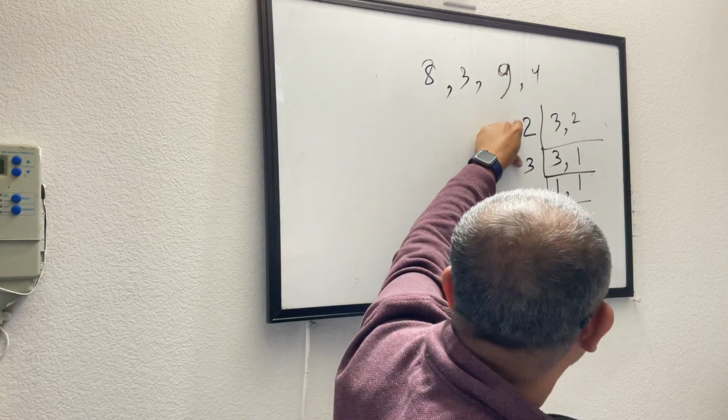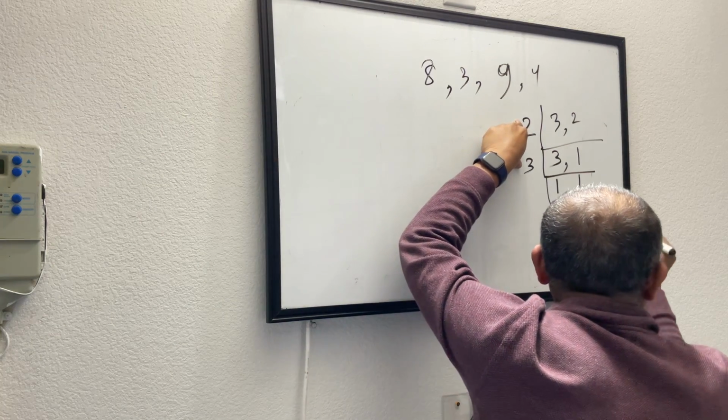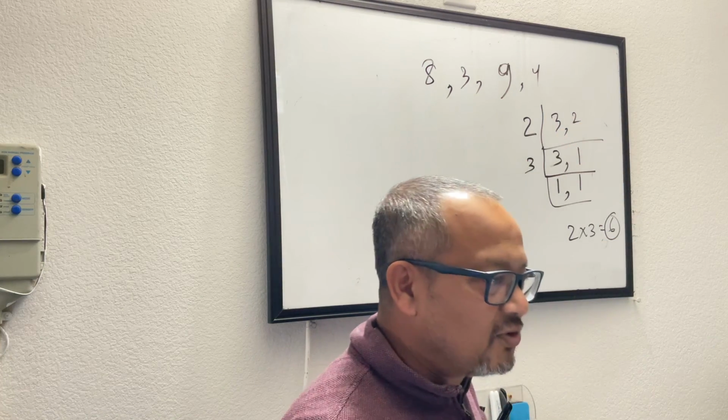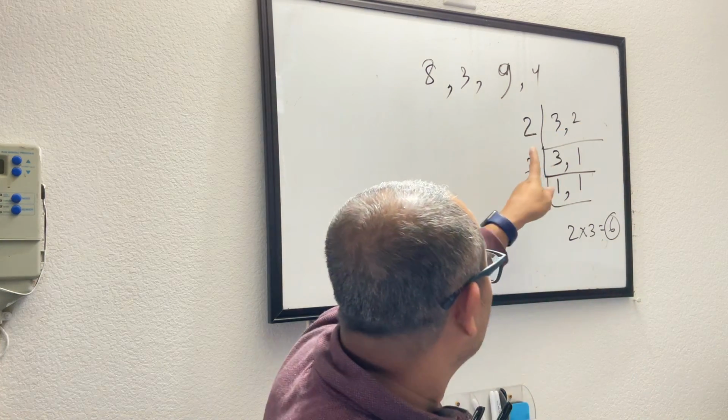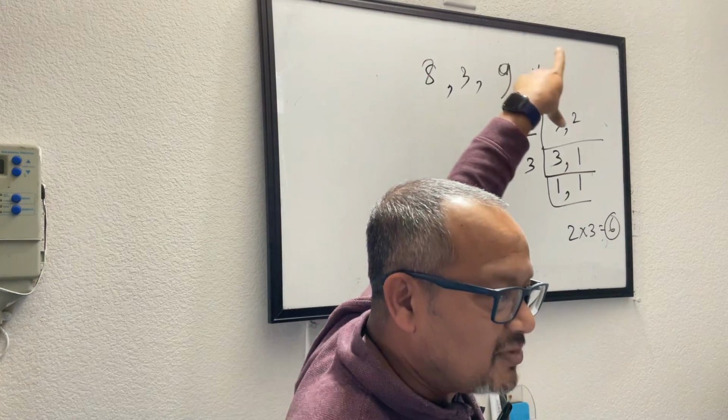So what do I have? 2 and 3. I'll multiply those two. What do I get? 6. This is the LCM that I was talking about. 6, 12, 18 and 24. We picked 6. Now we'll use the same approach for finding the LCM of these 4 numbers.